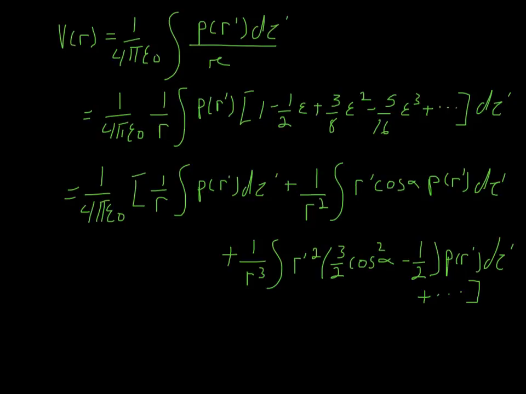This term here should look familiar to you. That's just Q. And so the entire term, including this Q, the 1 over r out front, and the 1 over 4 pi epsilon naught, we write as the monopole.